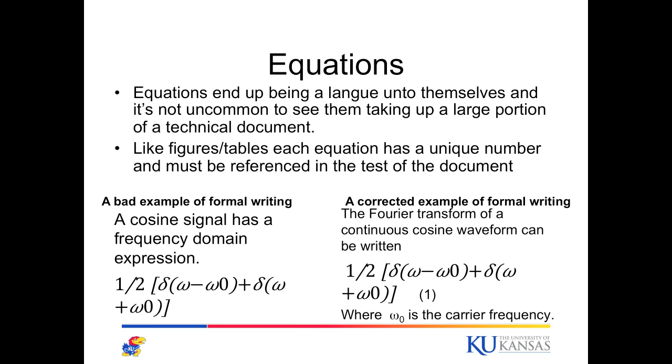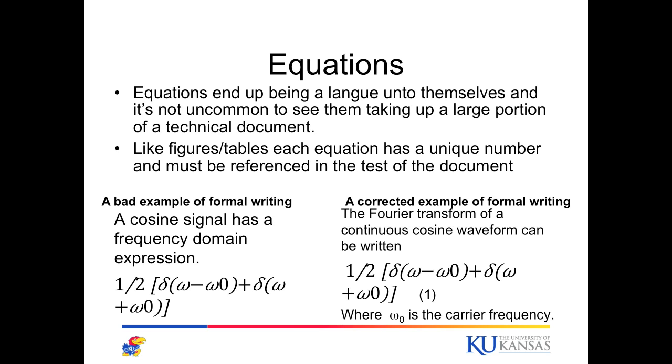So let's look at two examples. In a bad example, we've got a short section of paragraph, and then the equation itself. I say a cosine signal has a frequency domain expression, and then you can see that I've written out a Fourier transform. But here I haven't numbered anything. We don't actually know what omega and omega naught mean.